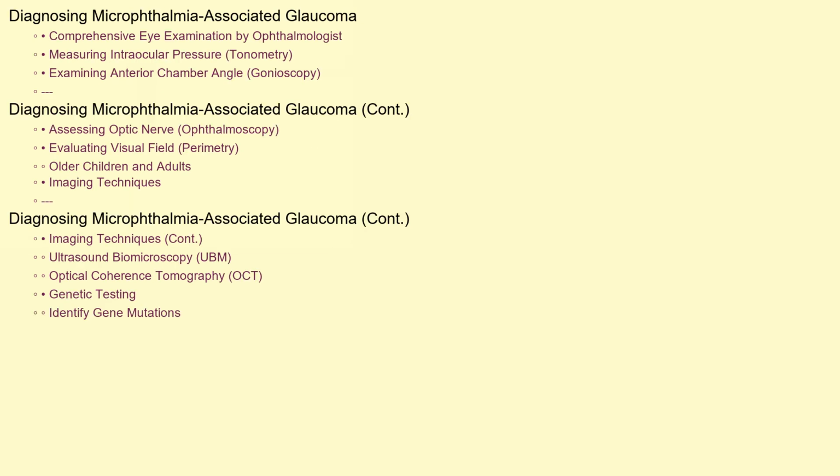Diagnosing microphthalmia-associated glaucoma involves a comprehensive eye examination by an ophthalmologist. This includes measuring intraocular pressure (tonometry), examining the anterior chamber angles (gonioscopy), assessing the optic nerve (ophthalmoscopy), and evaluating the visual field (perimetry), especially in older children and adults. Imaging techniques, such as ultrasound biomicroscopy (UBM) and optical coherence tomography (OCT), can provide detailed images of the eye's internal structures, helping to identify angle abnormalities and assess optic nerve damage. Genetic testing may also be recommended to identify specific gene mutations associated with the condition.